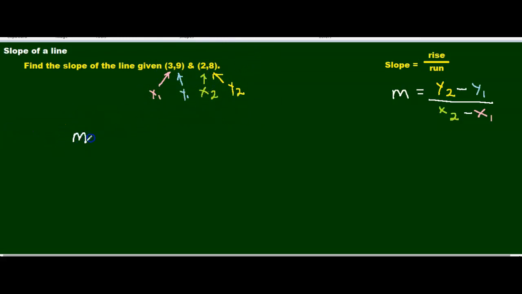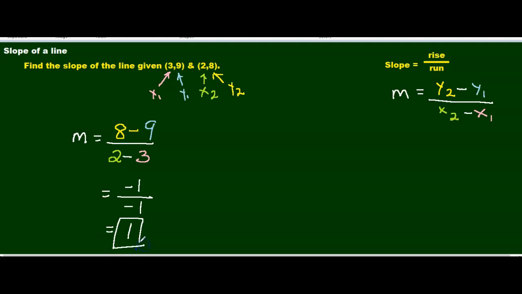So we have slope equals, now, what's our y2? Our y2 is 8 minus y1, which is 9, over x2, which is 2, minus my x1, which is 3. Then I can simplify. 8 minus 9 gives me negative 1, 2 minus 3 gives me negative 1 as well. Now, a negative divided by a negative gives me a positive. With negative numbers, I have a video on negative numbers review. So in this case, our slope is 1.